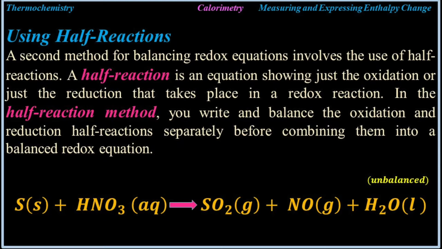So here we have 1 mole of sulfur, plus 1 mole of nitric acid, and then 1 mole of sulfur dioxide and 1 mole of nitrogen monoxide, and then 1 mole of water. So it's unbalanced. Everything is 1 mole. So now we're going to write the half reactions. There are 2 half reactions, one for oxidation and one for reduction.